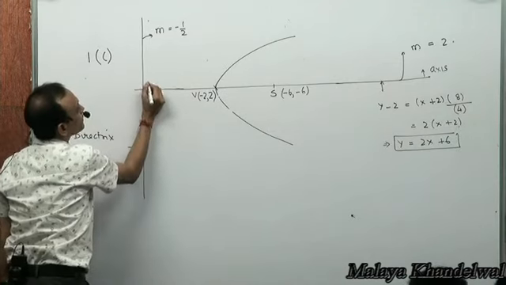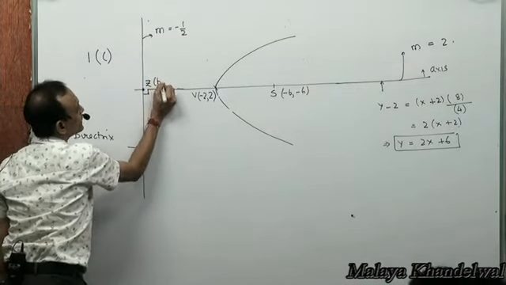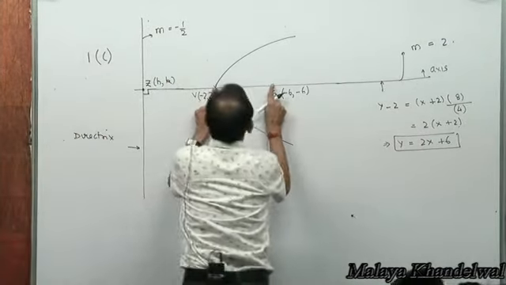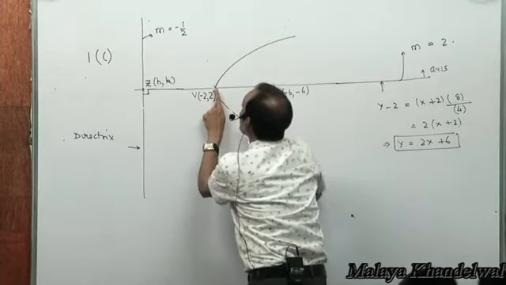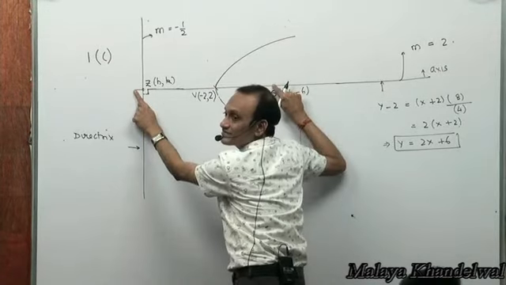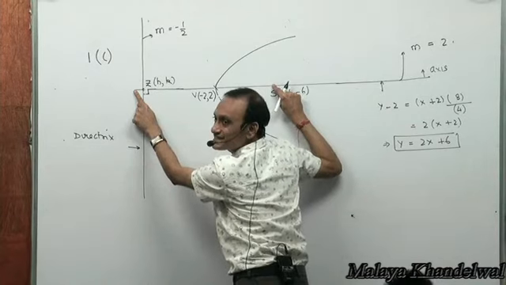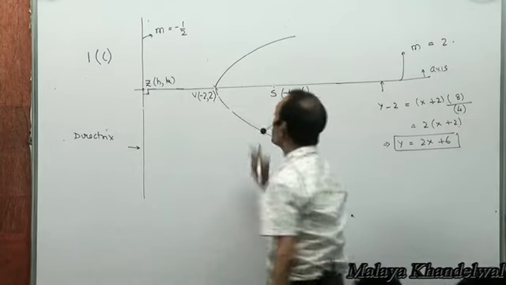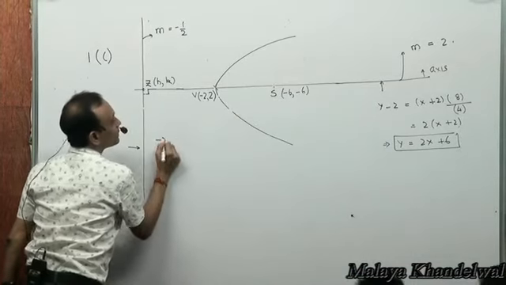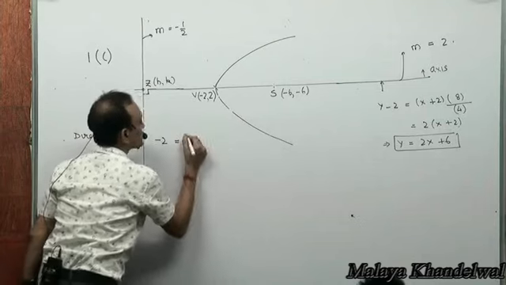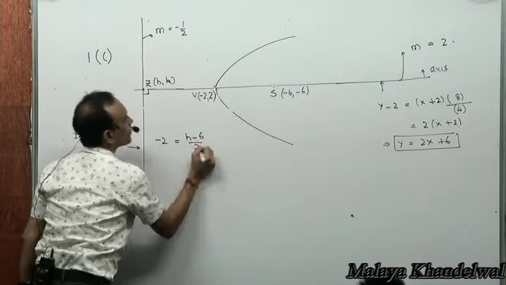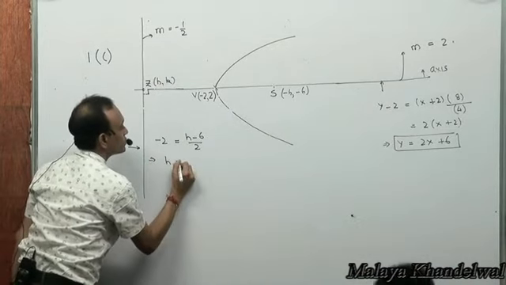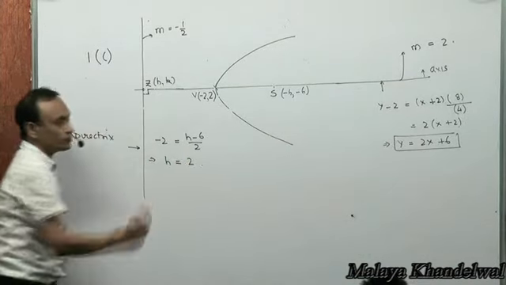Now, this is the foot of the perpendicular onto the directrix from the focus. This is, say, Z, and say it has coordinates h comma k. Now, do you realize this is a units, this is also a units? That means the vertex must be the midpoint of ZS. Vertex is always the midpoint of ZS. Yes or no? So now I can apply the section formula. So minus 2 equals h minus 6 by 2. So that gives me h equal to 6 minus 4, 2.